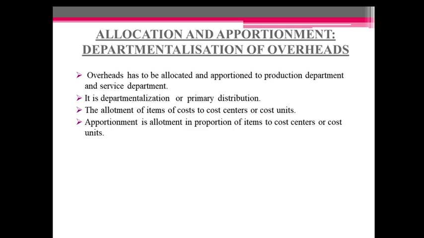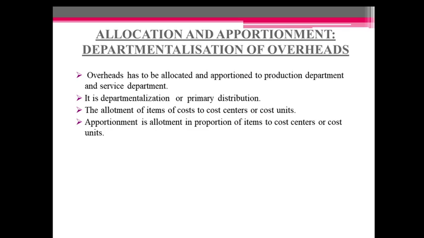Now what is meant by allocation? Allocation means the allotment of whole items of cost to cost centers or cost units. This is the allotment of the whole item of cost to cost centers or cost units. It is nothing but allocation.